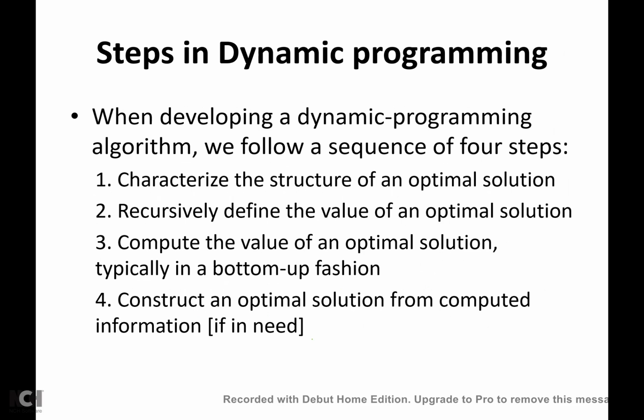When developing a dynamic programming algorithm, we follow a sequence of 4 steps. First, characterize the structure of an optimal solution. This is very important. We have to find out what this optimal structure is, and whether the sub-problem can use the same approach, because it's about recursion. Second, recursively define the value of an optimal solution.